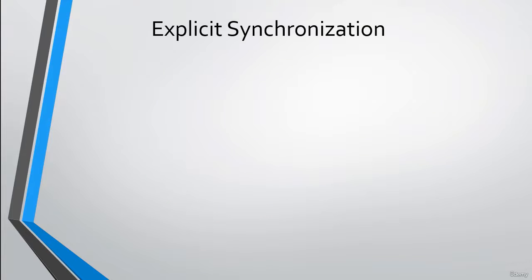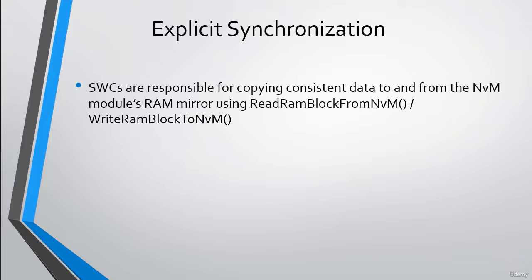In explicit synchronization, software components are responsible for copying the consistent data from the NVM module's RAM mirror using these APIs: read RAM block from NVM or write RAM block to NVM. It's the software component's responsibility to update the RAM mirror in a consistent fashion. Now this actually results in efficient use of the RAM block.